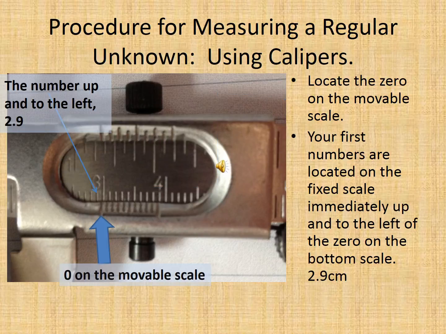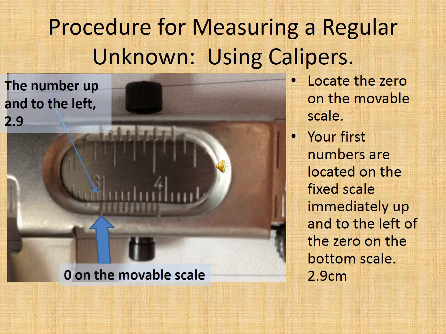In order to get the first part of your reading from a caliper, you're going to look at the movable scale and locate the zero. Do you see the zero there in the picture with the big thick blue arrow pointing to it? Now that you've looked at the zero on the movable scale, you're going to look at the fixed scale up and to the left of the zero. So I've located my zero on the movable scale, and now I'm looking up and to the left.